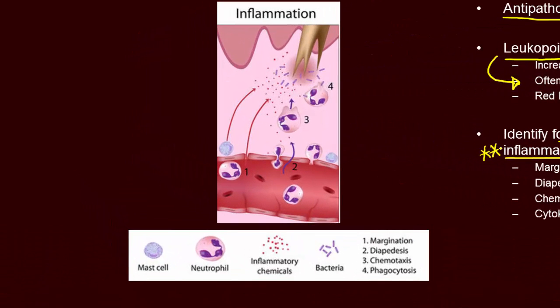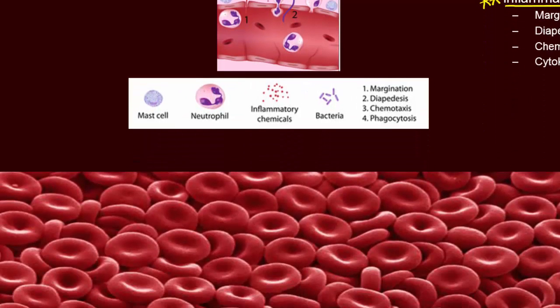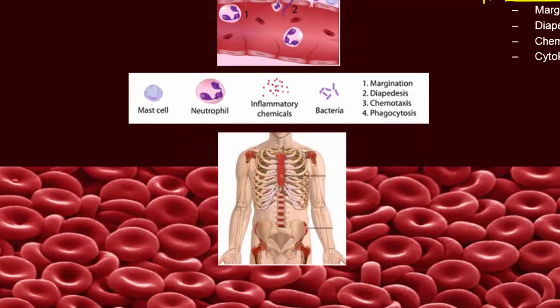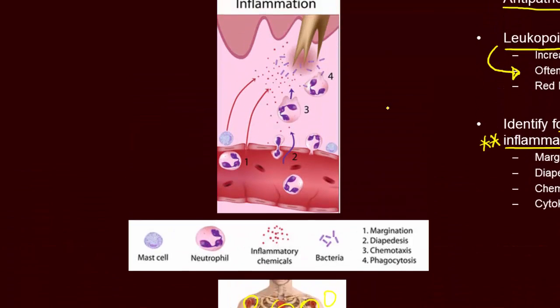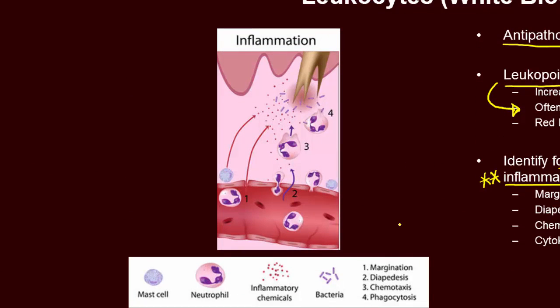So what happens? Let's take a look at this image on the left-hand side. And just to remind you where leukopoiesis takes place, remember that it's taking place in the red bone marrow of the adult. So heads of the femur and humerus, and also the axial skeleton, the sternum, and the vertebral bodies. So if we take a look at inflammation, how does this happen?